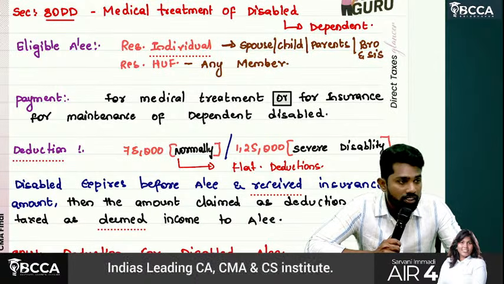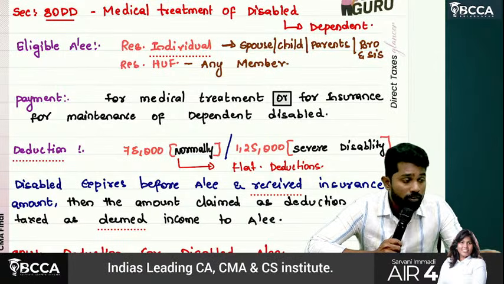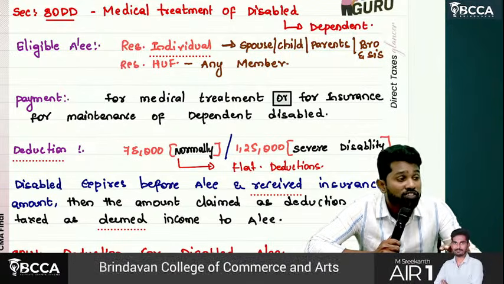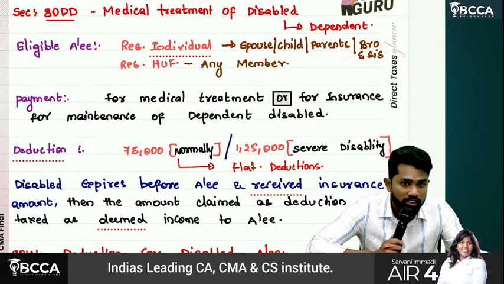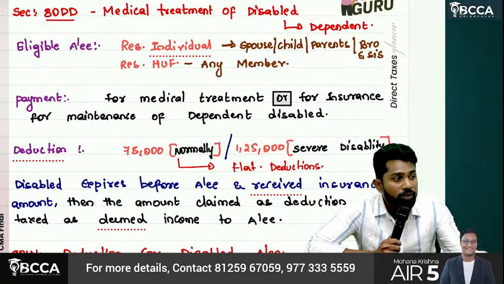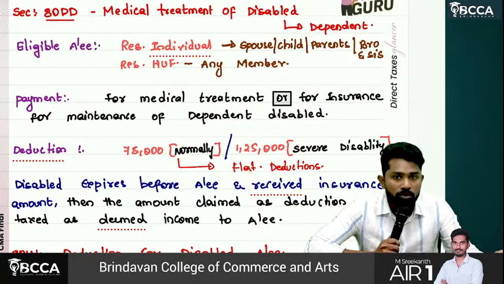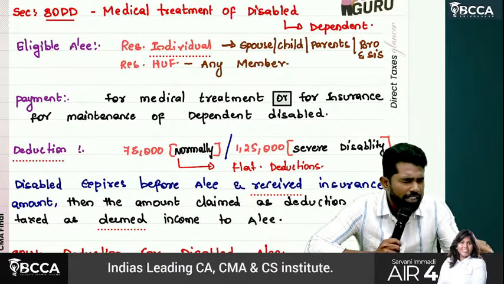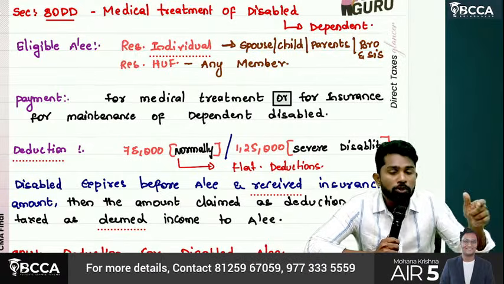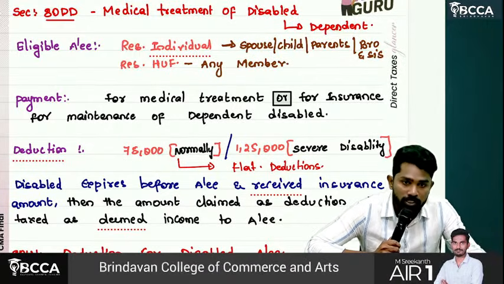What is the deduction available, sir? 75,000 in the normal case, 1,25,000 in case of severe disability. It is a flat amount, sir. Irrespective of the amount spent, they can claim 75,000 and 1,25,000. Same under 80U also, but under 80U, the assessee himself is disabled. 80D, assessee is fine. 80DD, assessee is fine, but his dependent is disabled. Okay? They need to submit a proof of disability also.